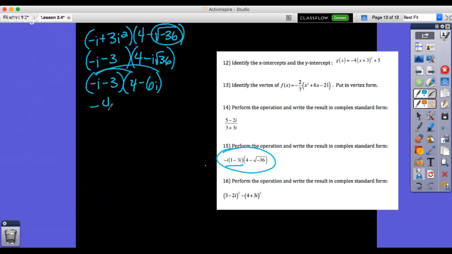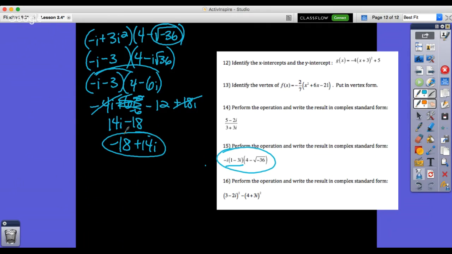4i plus 6i squared, minus 12 plus 18i, which is 14i, minus 18. Good. How'd you get negative 18? Because the 6i squared turns into negative 6. Yeah, that's really negative 6, right? Good. And really to write it, it's the real number first. I don't even know why that's the case, to be honest.